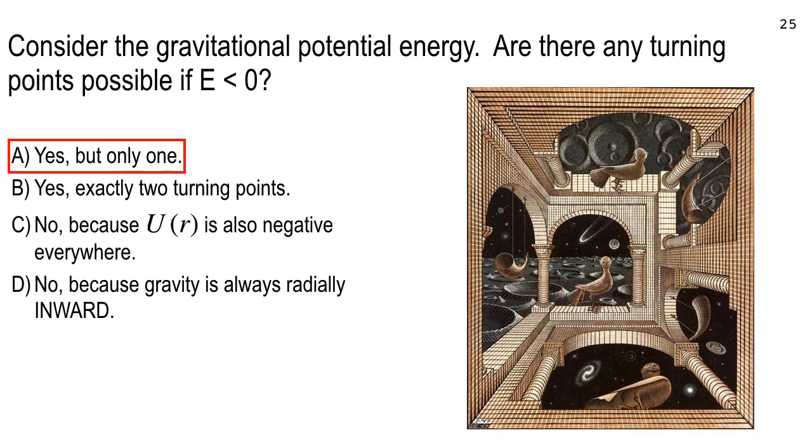So here we go. Can you switch me over to the doc cam, please? 3520, this is page 5. All right. Now, U of r is equal to minus G m1 m2 over r. That's our function of position from a few pages ago, okay? And the limit of U of r as r goes to infinity is equal to zero from below, from the negatives, all right? Now, this is just a hyperbola, and we're just going to go positive values of r.